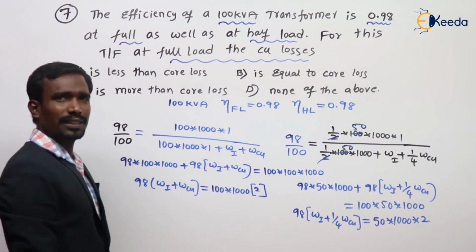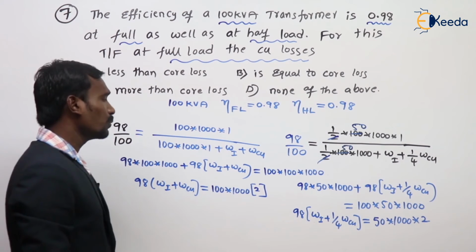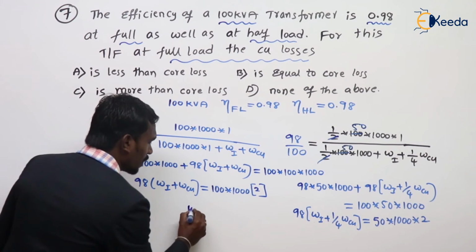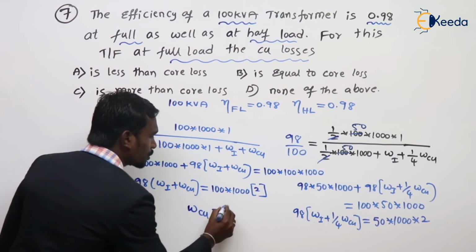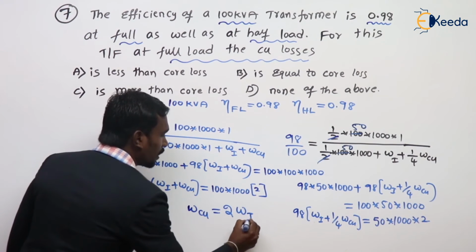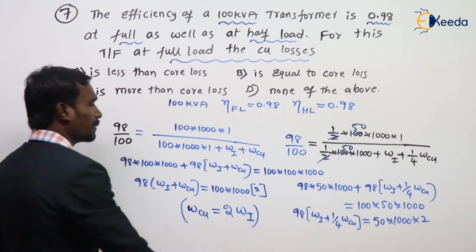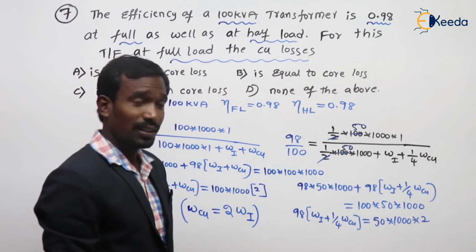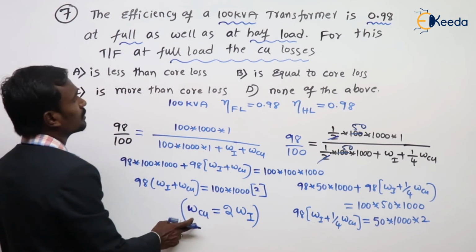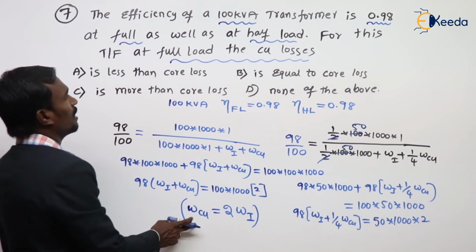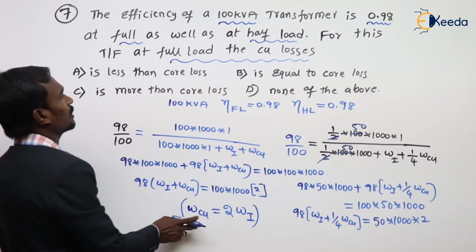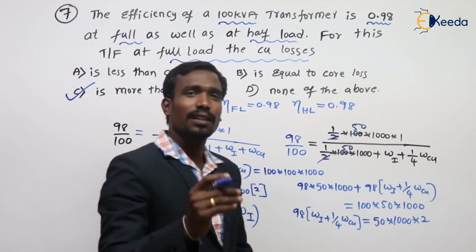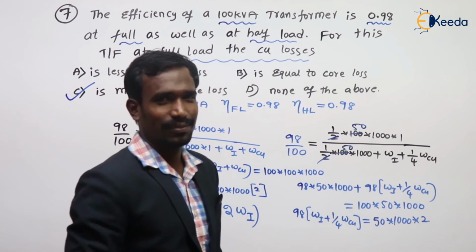Then you can get the answer directly. If you solve these two equations, you can get the answer. Copper losses is equal to 2 times the iron losses. Nothing but the copper losses are more than the core losses. Copper losses are more than the core losses is the correct answer.